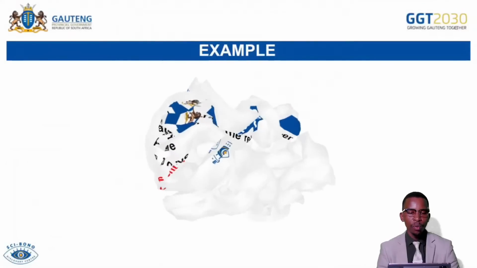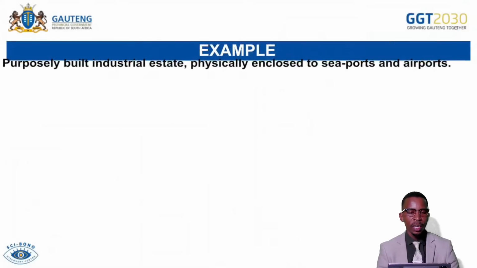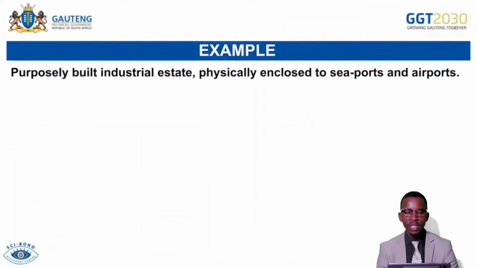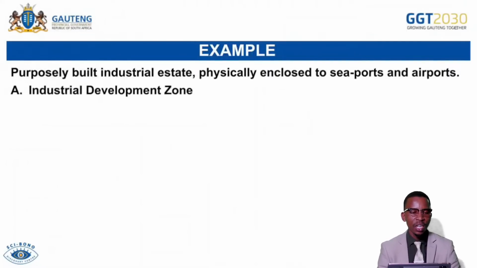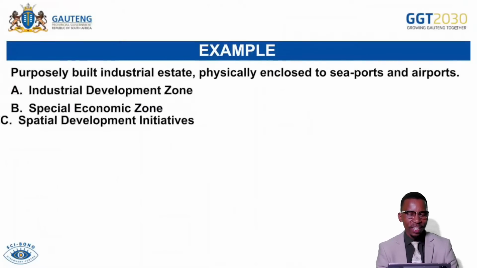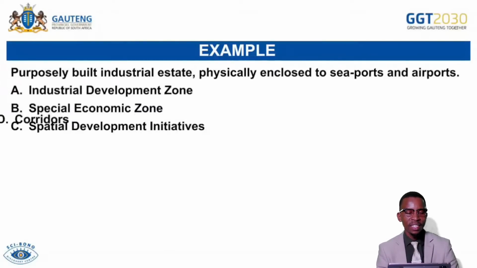And then another example for 1.1. Let's check. Purposely built industrial estate, physically linked to seaports and airports. You know that now we are rushing to industrial development and regional development. You already know if we talk about purposely built industrial estates, those are industrial development zones. But let's check if the answer is available. So we have industrial development zones. Yes, the answer is there. But let's just run and see what we get until we get to the slide for an answer.